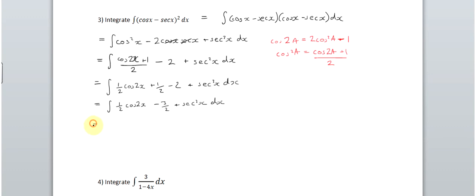Right, let's get actually integrating now. We're ready for it. So we've got a quarter of sine 2x minus 3 over 2x plus tan x plus c. And there we go. Notice I didn't actually integrate until I was ready to integrate every single term. If you start integrating one bit but not another bit, you're very likely to get yourself confused.